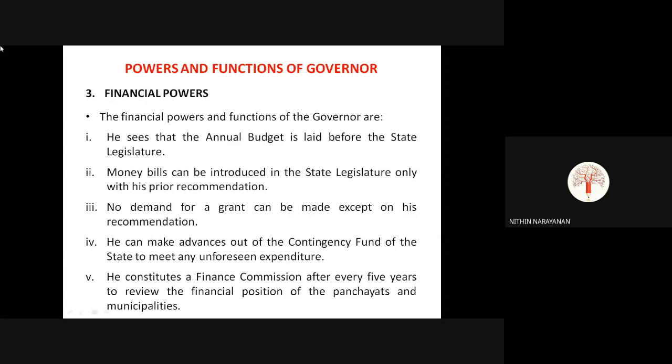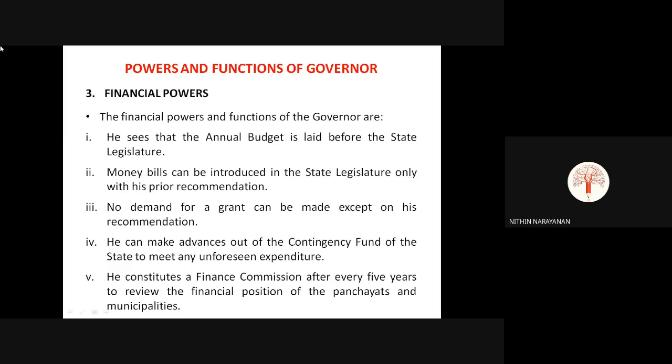So he sees that the annual budget is laid before the state legislature. ഇപ്പോൾ ബഡ്ജറ്റ് അവതരിപ്പിക്കുന്നതിന് മുമ്പ് കൃത്യമായിട്ട് ബഡ്ജറ്റ് അവതരണം നടക്കുന്നുണ്ടോ ഇല്ലയോ എന്നുള്ളത് നോക്കേണ്ടത്, അല്ലെങ്കിൽ ഫിനാൻസുമായി ബന്ധപ്പെട്ട കാര്യത്തിൽ മോണിറ്ററിംഗ് ചെയ്യുന്നത് ഗവർണറാണ്. Money bills can be introduced in state legislature only with his prior recommendation. ഇതുപോലത്തെ സാമ്പത്തികമായിട്ടുള്ള ബില്ലുകൾ അവതരിപ്പിക്കുന്നുണ്ടെങ്കിൽ prior recommendation should be taken from the governor.